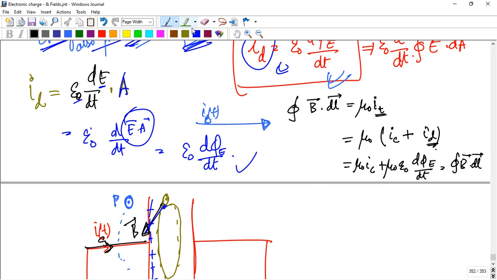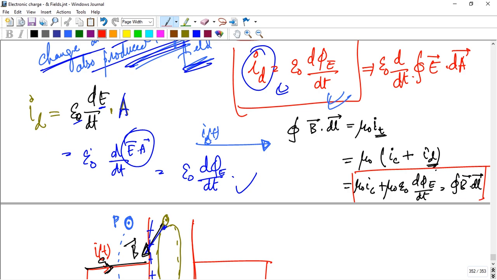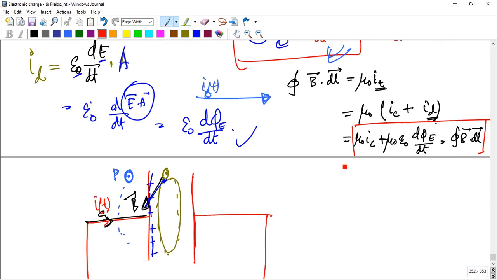That's the modified Ampere's law, or you can say Ampere-Maxwell law. These are called the Ampere-Maxwell law.